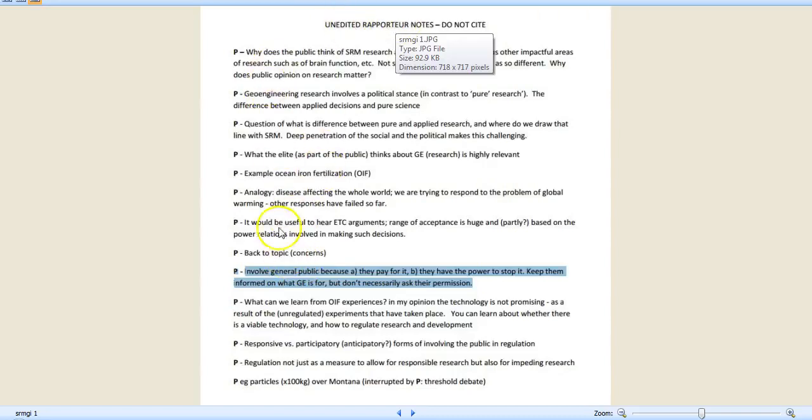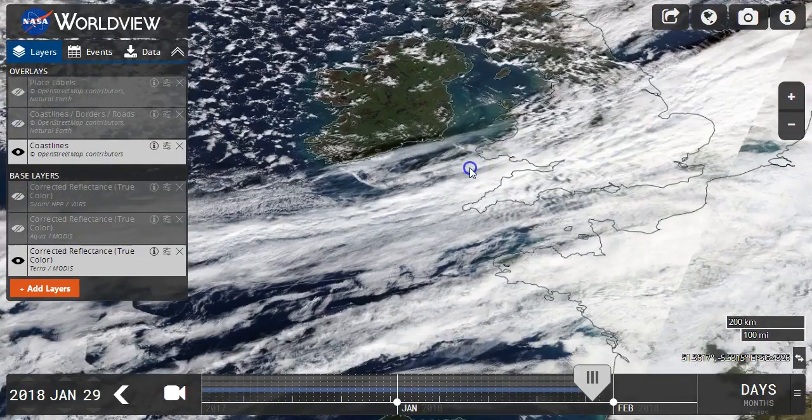piece. And in this here, they talked about legalizing and governing solar radiation management. But here they say, involve the general public because A, they pay for it, and B, they have the power to stop it. Keep them informed on what geoengineering is for, but don't necessarily ask their permission. So you are paying to be poisoned and to have the sun blocked out. These people are killing us, folks, and you're paying for it. You should be livid.